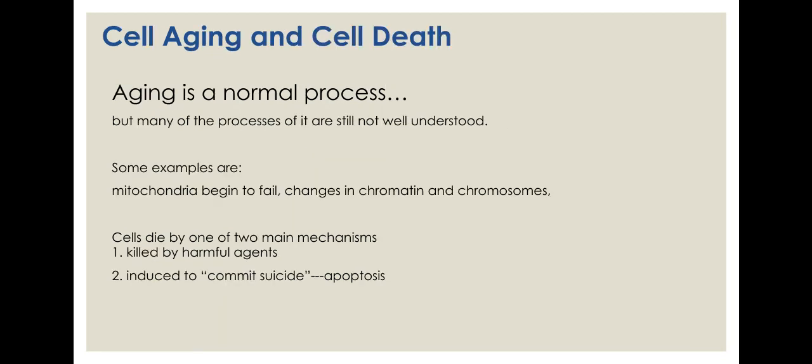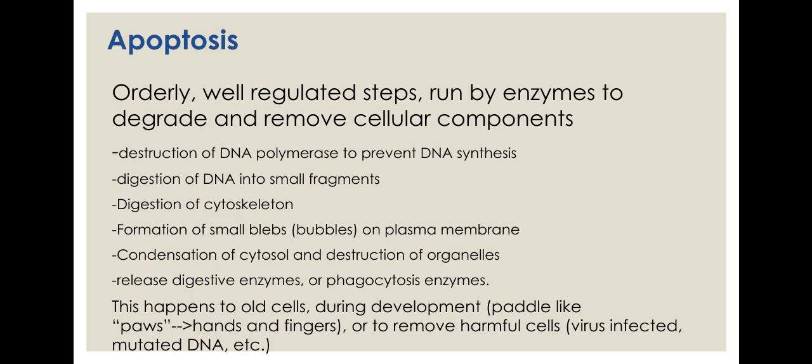Cells die by two main mechanisms. They either get killed by harmful agents or they are induced to commit suicide, or that programmed cell death that we call apoptosis. So again, apoptosis is this very ordered, well-regulated series of steps. It's run by a series of enzymes that are going to degrade and remove cellular parts. And kind of the order that this goes is we're going to start by destroying DNA polymerase. So we cannot make new DNA. If we don't make new DNA, we don't do mitosis.